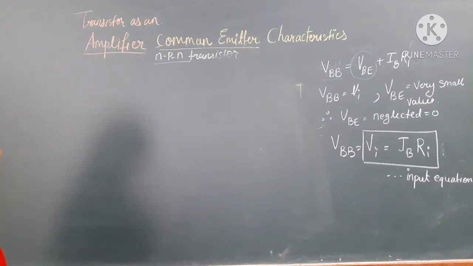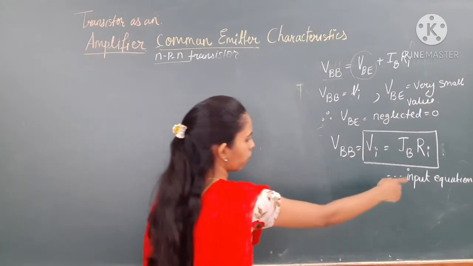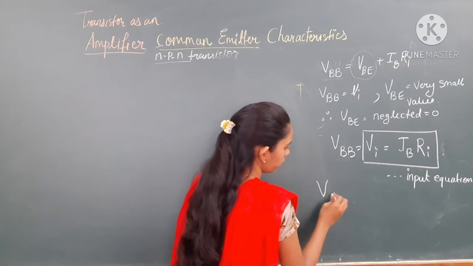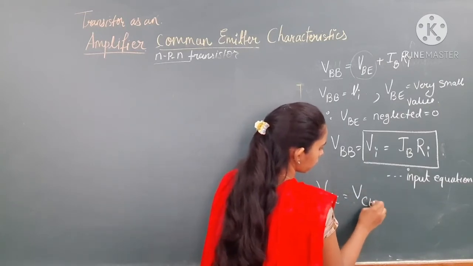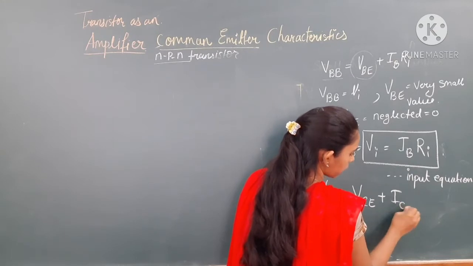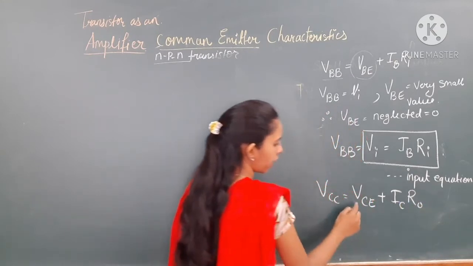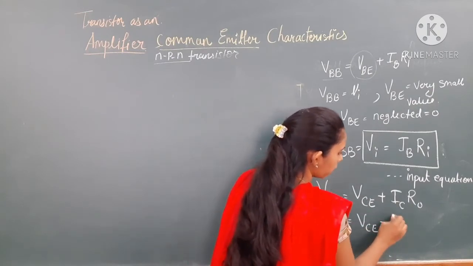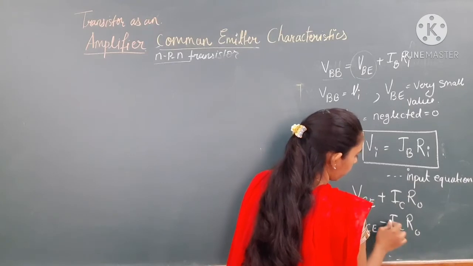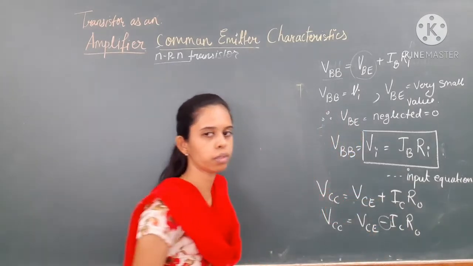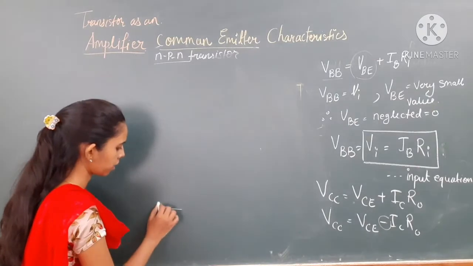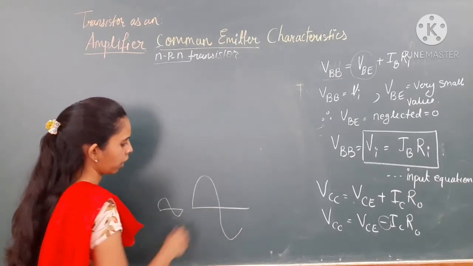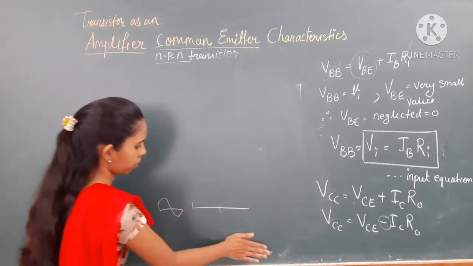Now we have got VBB is equal to VI, that is the input equation. In the same manner, you will get the output as VCC is equal to VCE plus IC RO. Now this equation I am going to change. VCC is equal to VCE minus IC RO. Now why minus sign? I have shown you the diagram for input. Input is in this way, right? And output you will get in this way. Sorry, it will be of negative phase in this way.